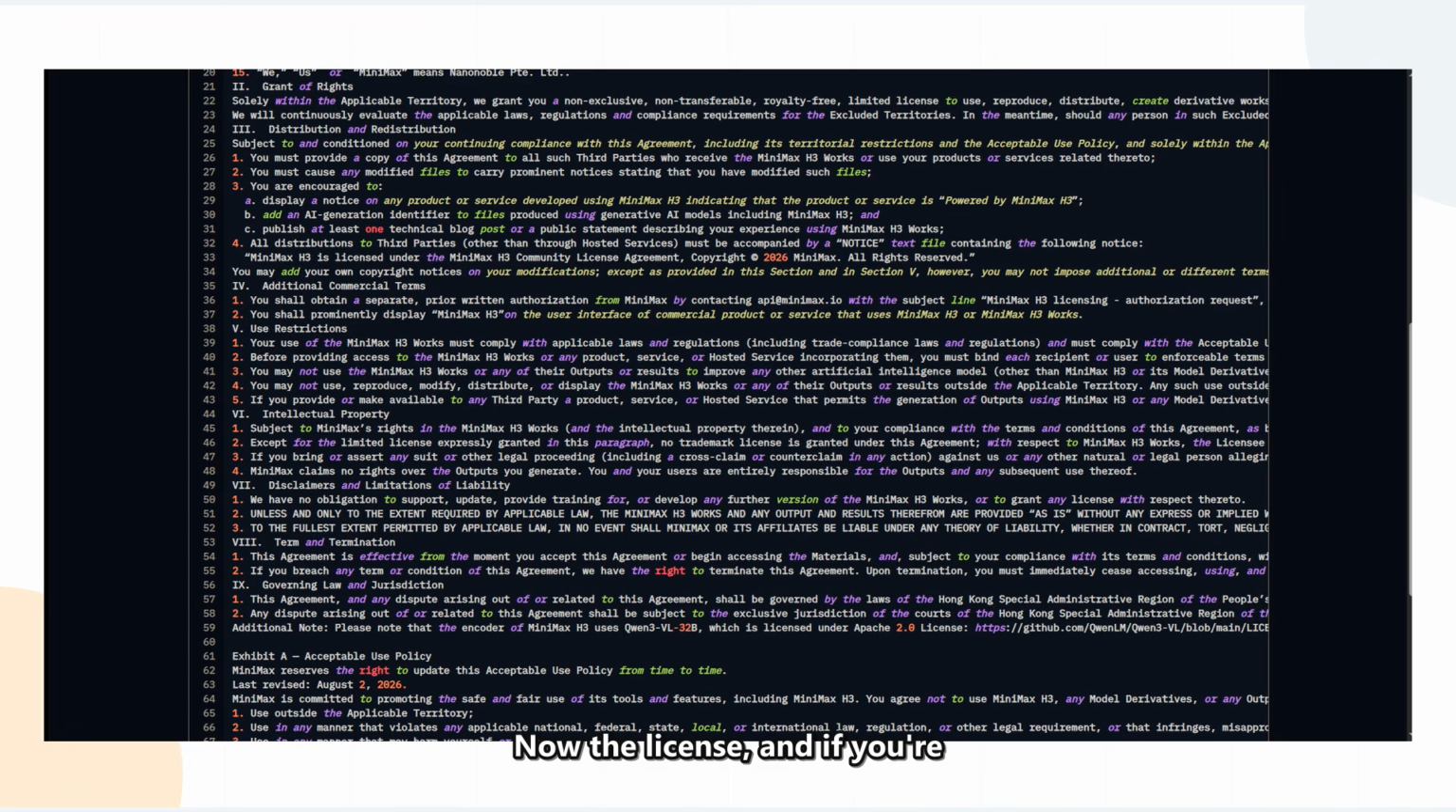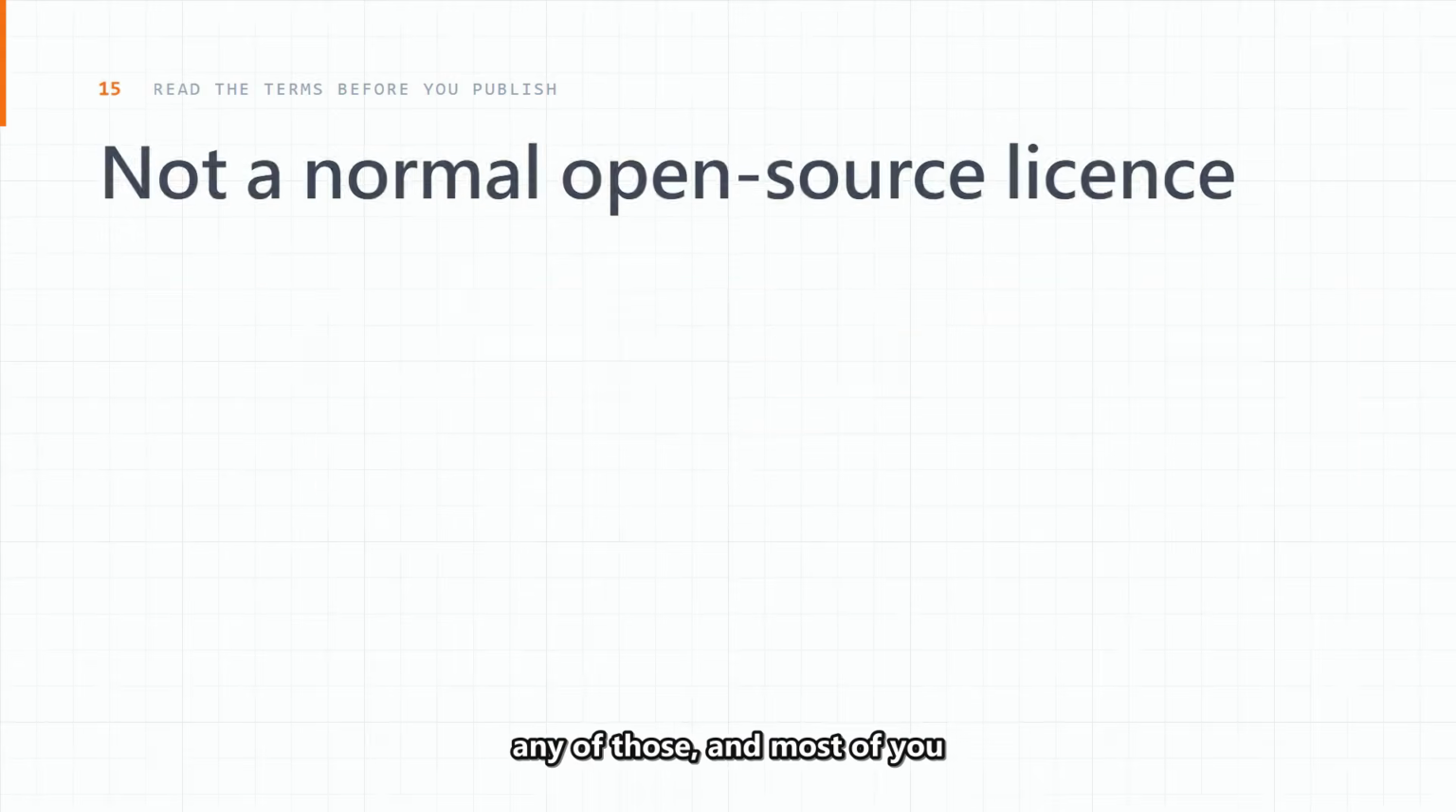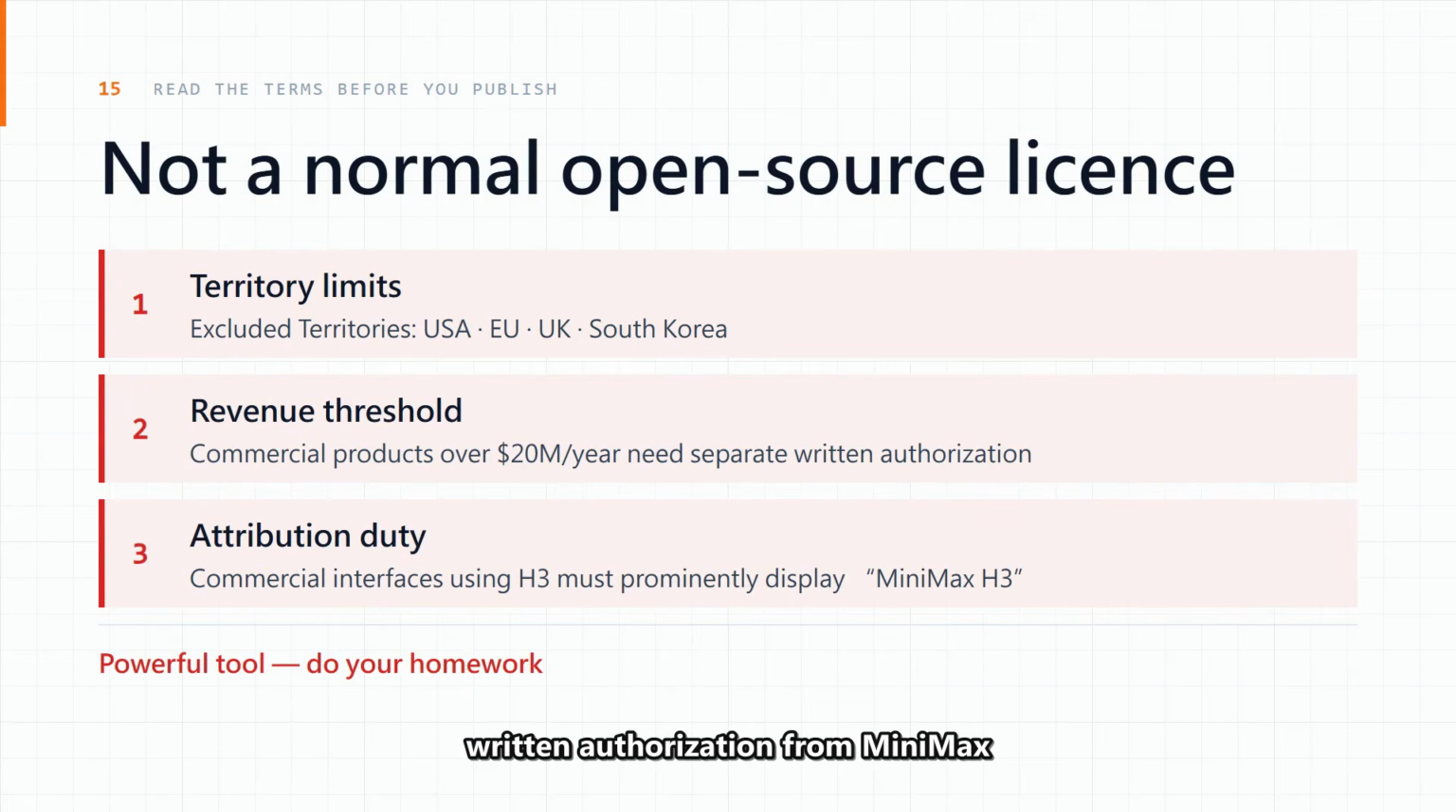Now the license, and if you're watching this in English, you need to pay attention. This is a custom community license, not a normal open source license. It names the European Union, the United Kingdom, South Korea, and the United States as excluded territories. If you are in any of those, and most of you watching are, you need separate written authorization from MiniMax before you use it. On top of that, commercial products over $20 million a year need a separate deal, and your interface has to display the words MiniMax H3. Read the terms yourself before you ship anything.